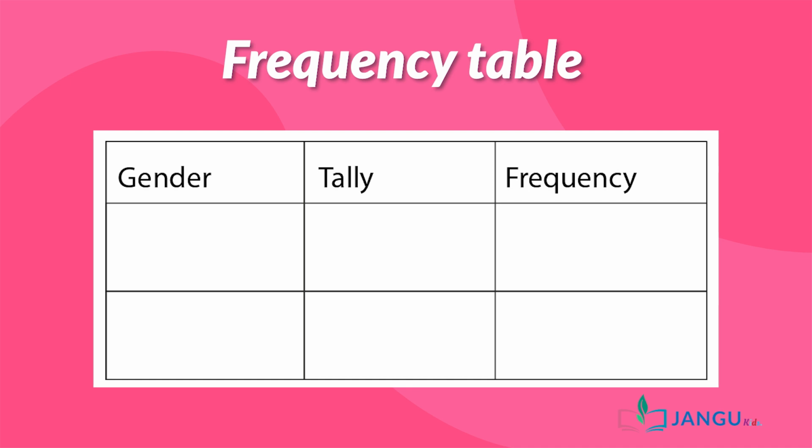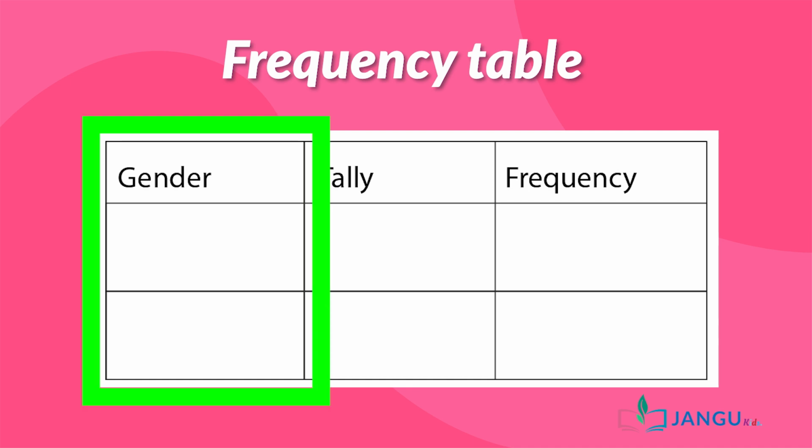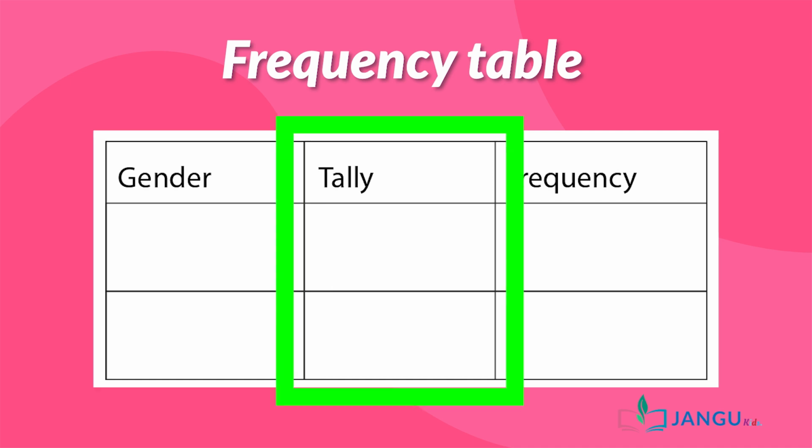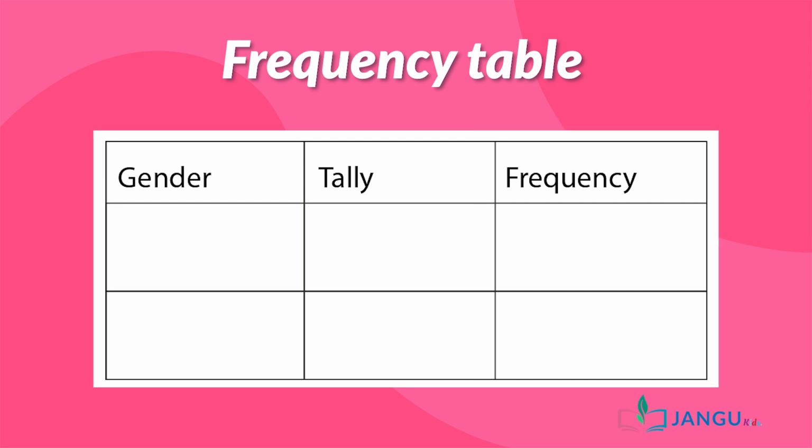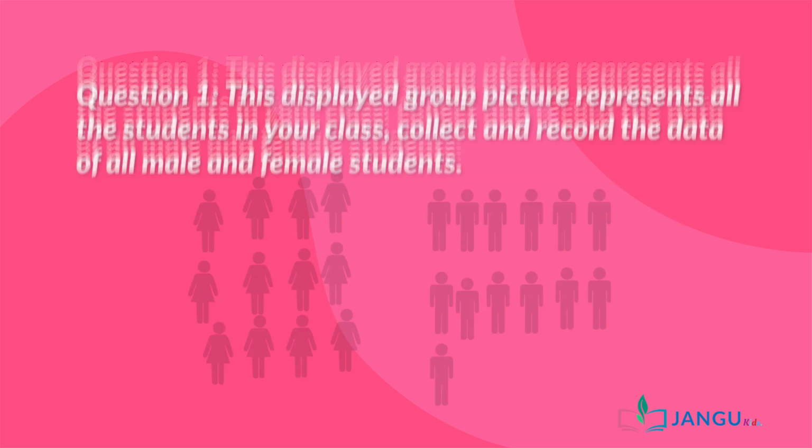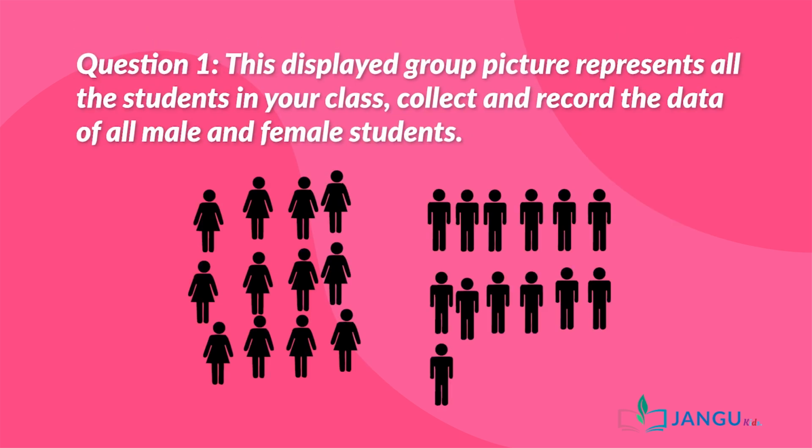As you can see on the table, there is a row for gender, another for tally, and a third for frequency. Let's take a look at a practical example of data collection. Question 1. This displayed group picture represents all the students in your class. Collect and record the data of all the male and female students. Well, how will you answer the question using the frequency table?